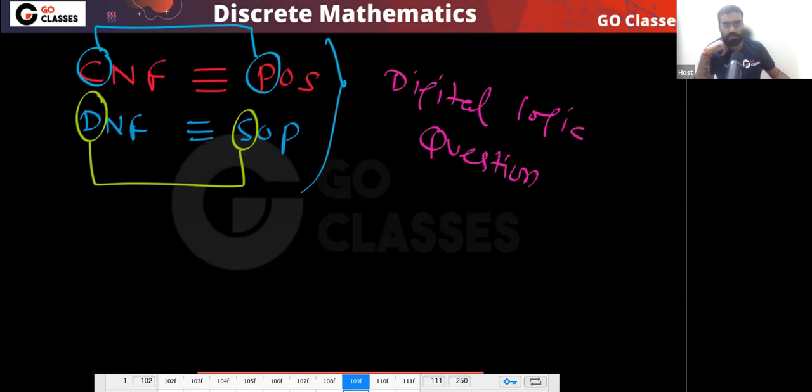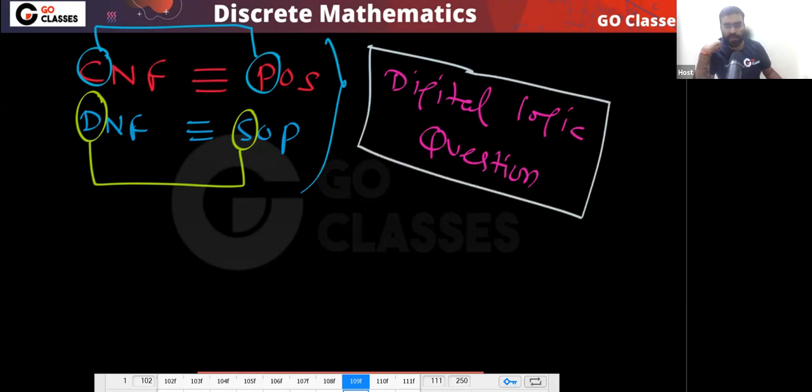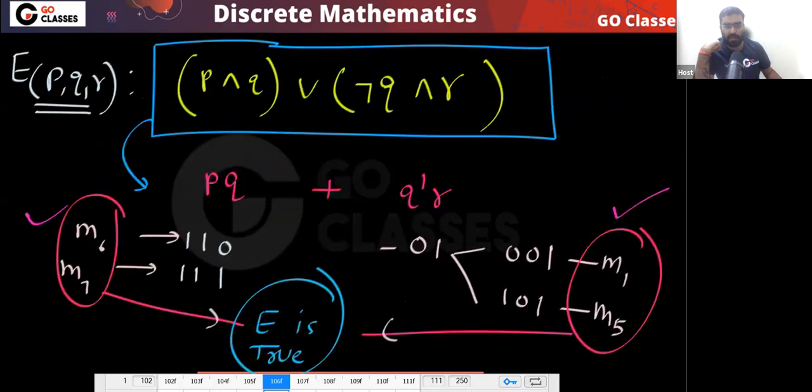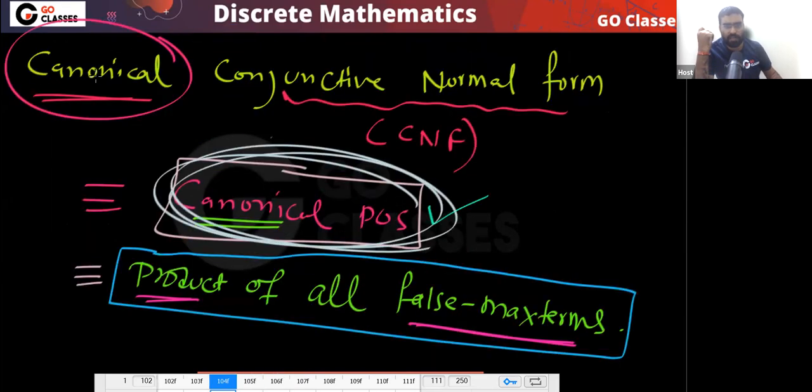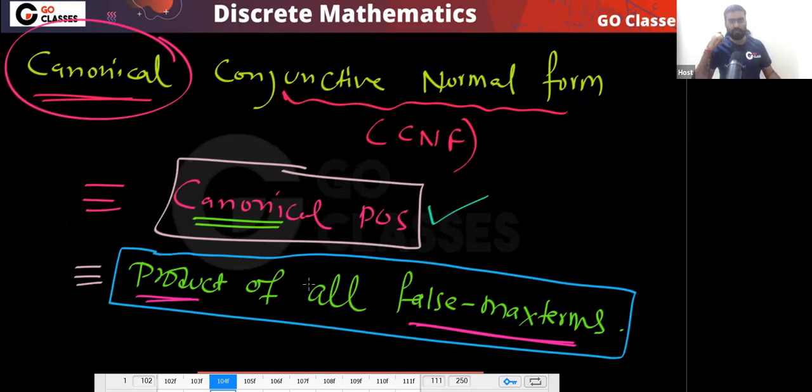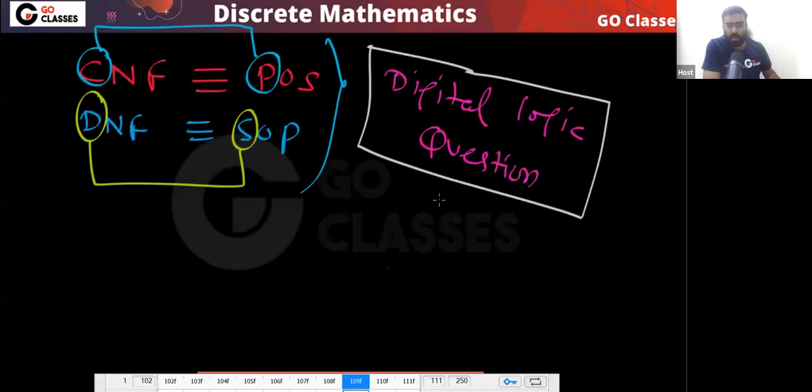Is there anyone who understood this? All these concepts we have already seen in digital logic: how to find the min term, how to find the max term. What is canonical POS? Canonical product of sum is your product of all false max terms. All these concepts are already covered in the digital logic course. You can check it out and study it there.